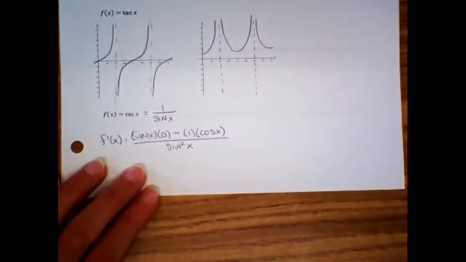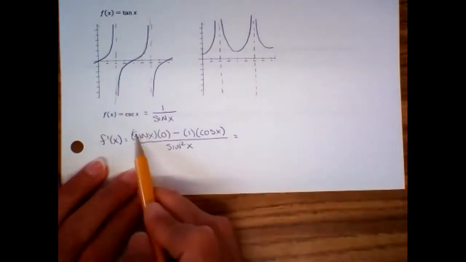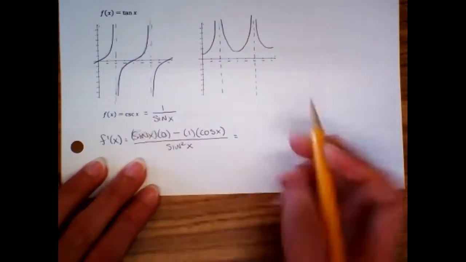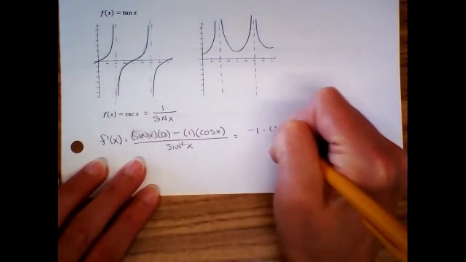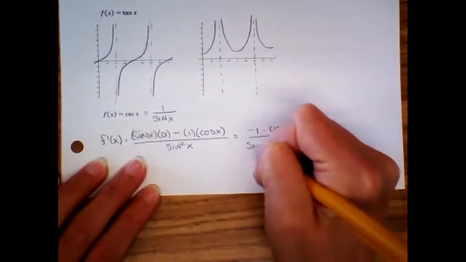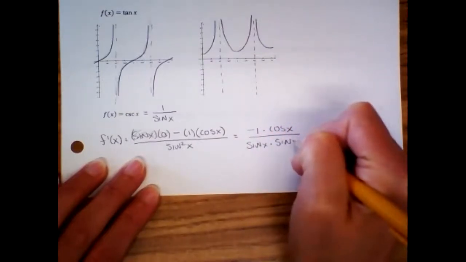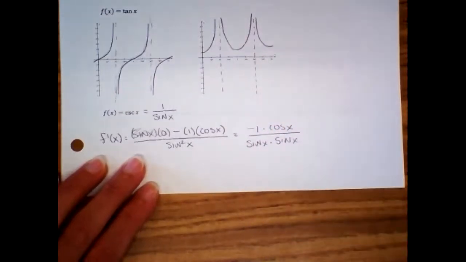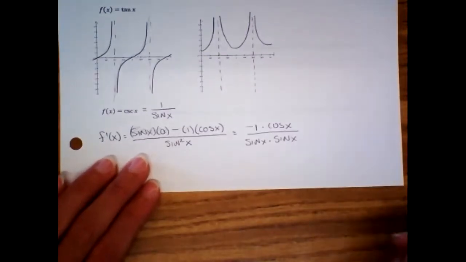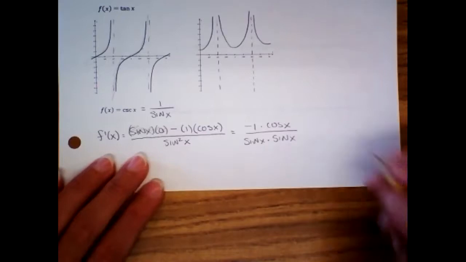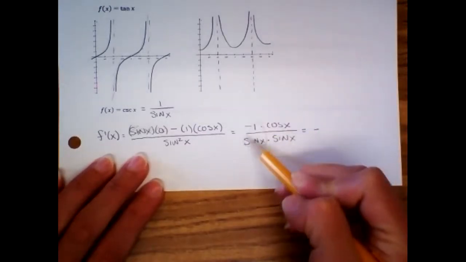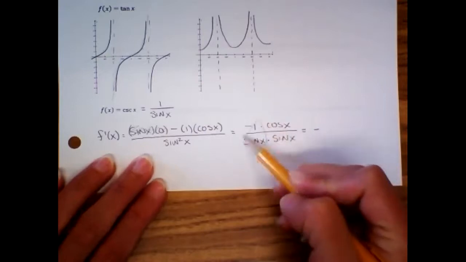So to clean that up a little bit, this is all 0, so it's gone. In the numerator, we have -1 times cosine. And in the denominator, we have sine squared, which means sine times sine, sine times itself. So this is going to be negative, and then 1 over sine is what?